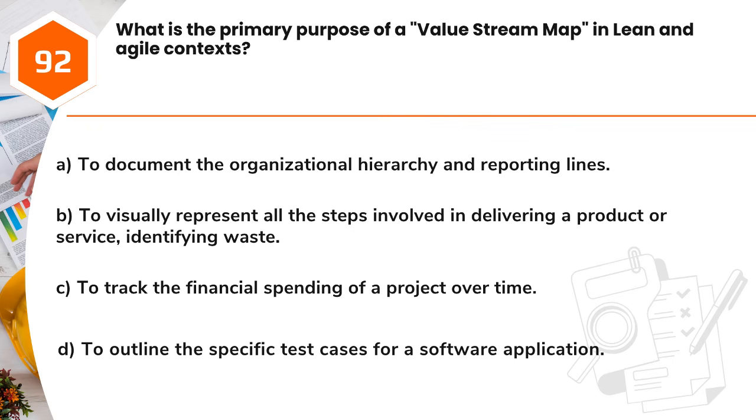Question 92. What is the primary purpose of a value stream map in lean and agile contexts? A. To document the organizational hierarchy and reporting lines. B. To visually represent all the steps involved in delivering a product or service, identifying waste. C. To track the financial spending of a project over time. D. To outline the specific test cases for a software application.